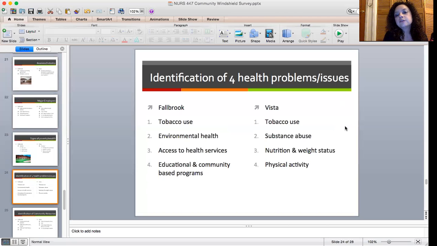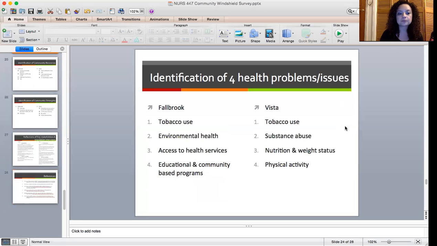So in Vista, the 4 health problems and issues that I have identified are tobacco use, substance abuse, nutrition and weight status, and physical activity. So these are all health issues and problems that are on the Healthy People 2020 goals. So the goal would be to reduce tobacco use, reduce substance abuse, and to educate people on nutrition and a healthy weight, and to educate people on physical activity and to have them be more involved with physical activity.